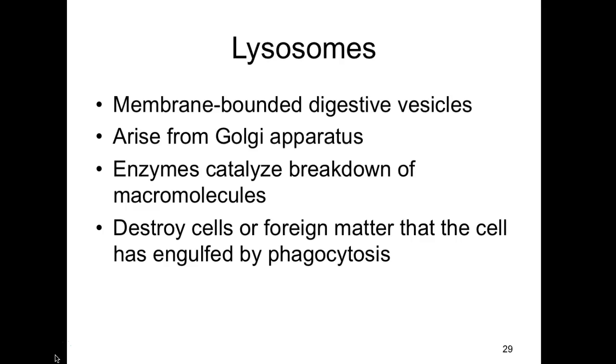So we ended our last lecture looking at the lysosomes. Lysosomes are membrane-bound digestive vesicles arising from the Golgi apparatus. Basically, they contain the enzymes that are going to catalyze the breakdown of macromolecules. They contain those hydrolytic enzymes. They also destroy cells or foreign matter that the cell has engulfed via phagocytosis. Lysosomes themselves have a pH of about 5 to 8, which helps play a role in intracellular digestion.